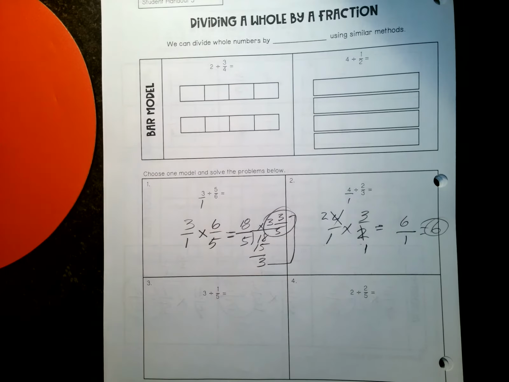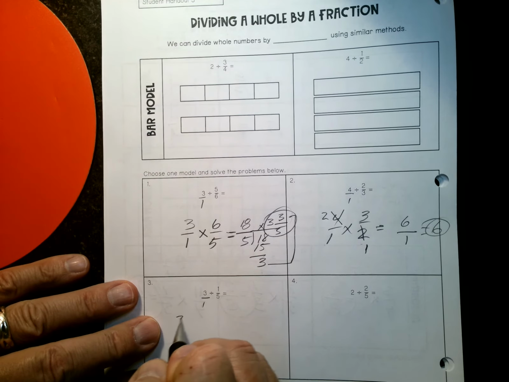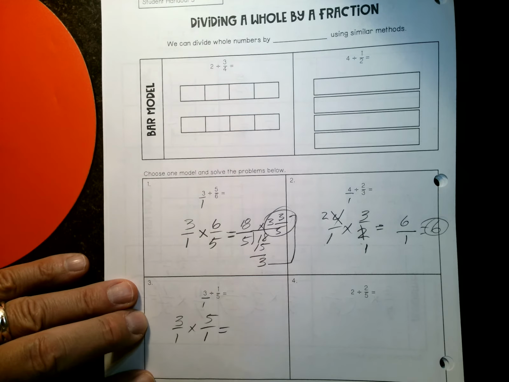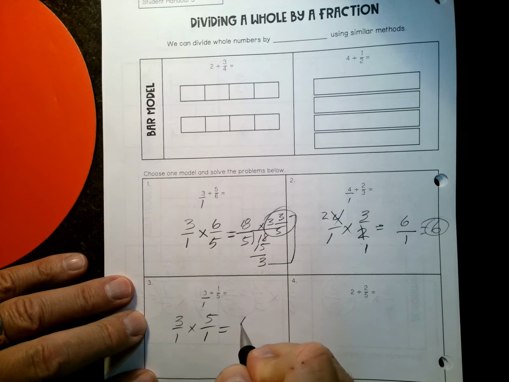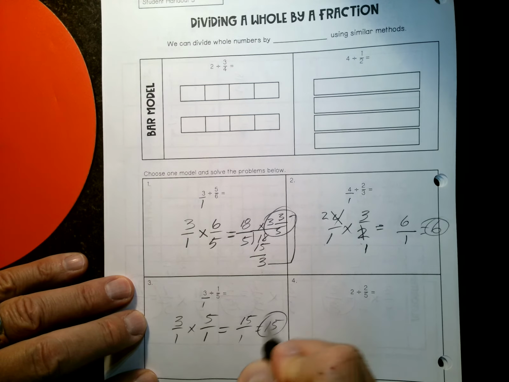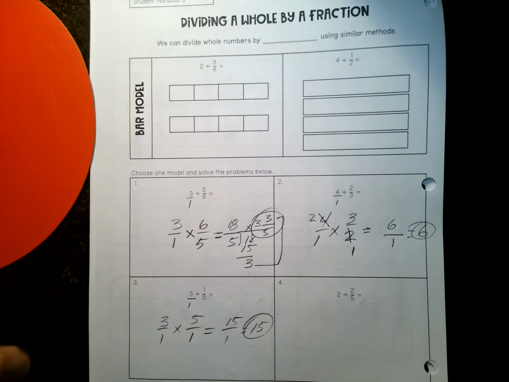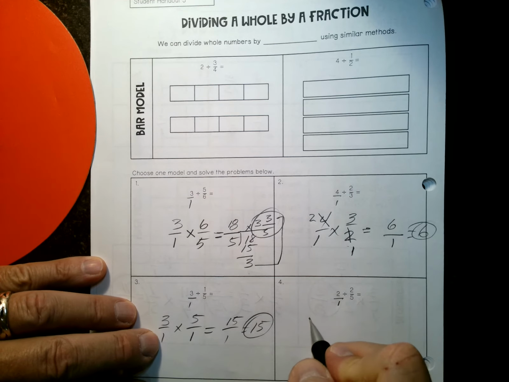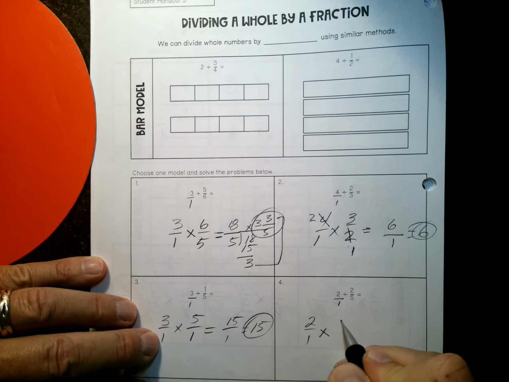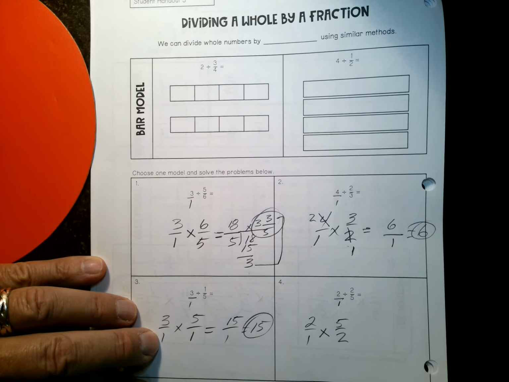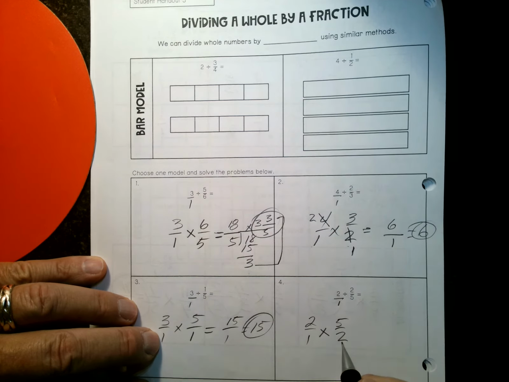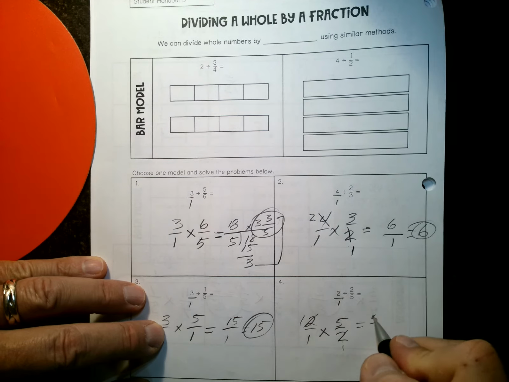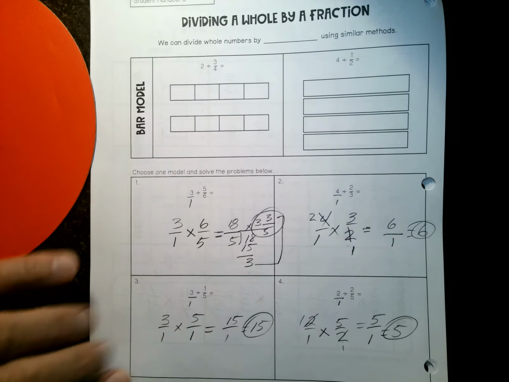Let's try that again down here. Over 1, rewrite. 3 over 1 times 5 over 1. Well, I have ones on the bottom. This is an easy problem. 3 times 5 is 15 over 1, which is 15. Okay. Over 1. 2 over 1. Change the sign and reciprocate the second fraction. Same number top and bottom. We factor out 5 over 1, which equals 5.